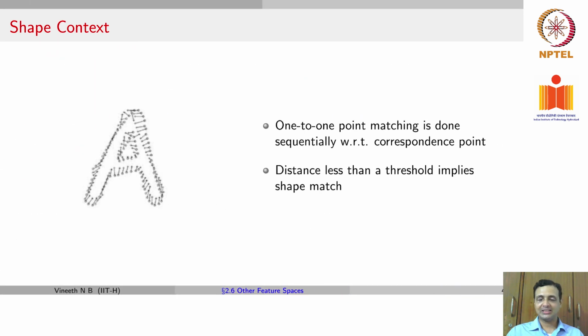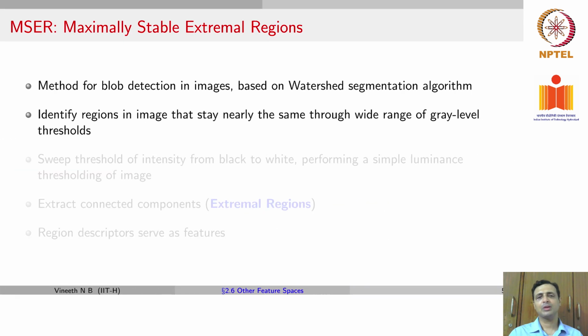So once you get these correspondence points between two images based on the representation, you could then do a one-to-one matching sequentially between these correspondence points. And when a distance is less than a threshold, this kind of approach was used to check for a shape match, not just a point match, but matching shapes between two different images. That's the reason it was called a shape context.